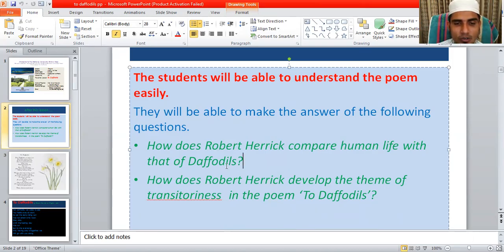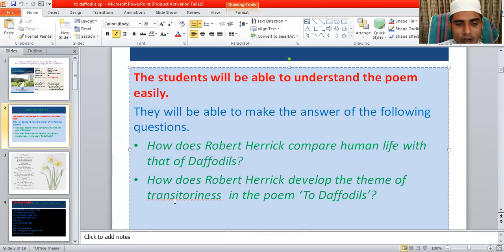The daffodil is very transitory, and human life is also very transitory. The daffodil flower lives for a very short time, and human life also lives for a very short time. The daffodil has to vanish from this world after a certain period, and human beings also have to vanish after a certain period. So, how does Robert Herrick compare human life with daffodils? This is the question. And another is, how does Robert Herrick develop the theme of transitoriness?